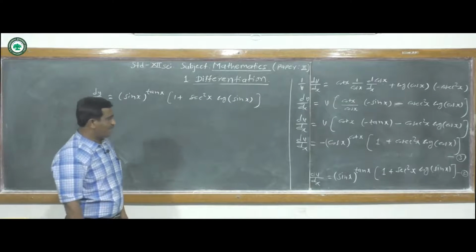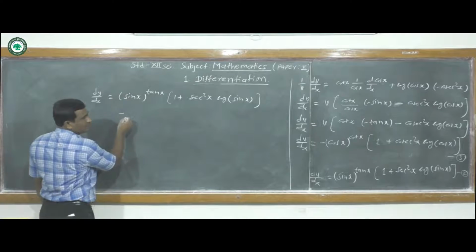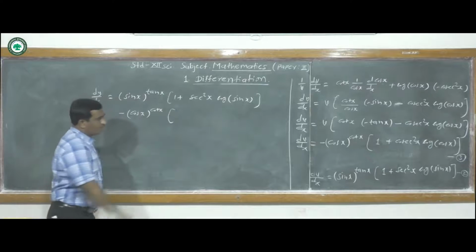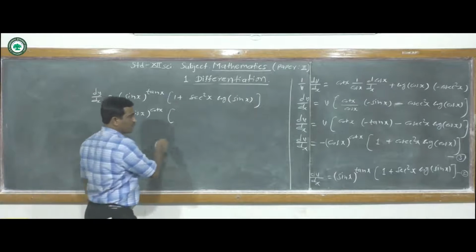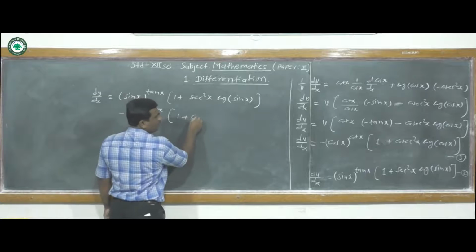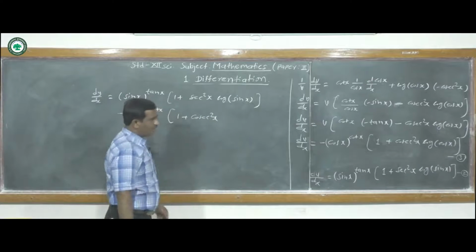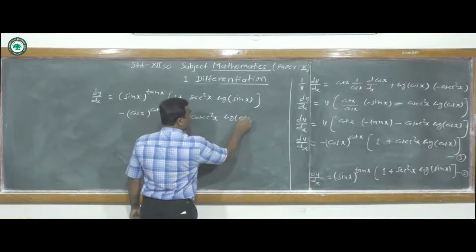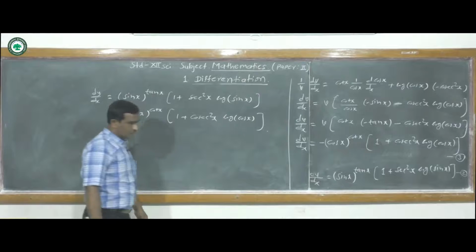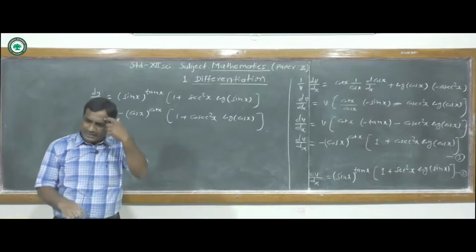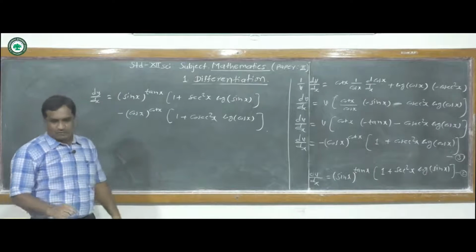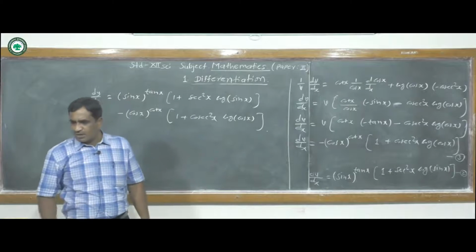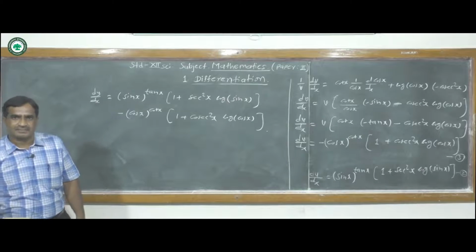Now the value of dy by dx is minus (cos x) raised to cot x into, in bracket, 1 plus cosec square x into log of cos x. Okay, this is the value of dy by dx for the given function y is equal to (sin x) raised to tan x plus (cos x) raised to cot x.